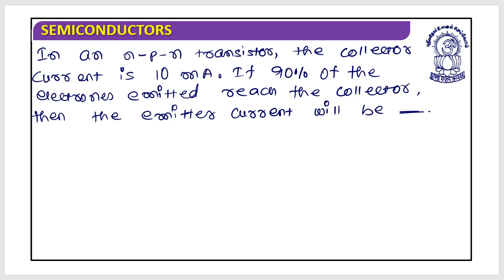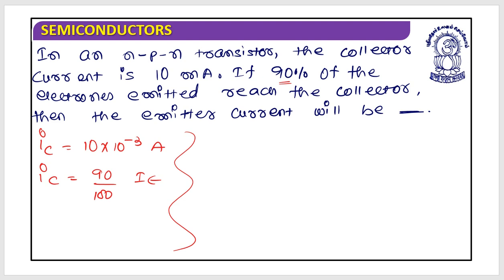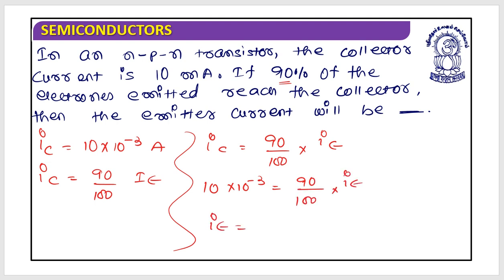Yes, this is the requirement, that in an NPN transistor the collector current is 10 milliampere. That means they have given the IC, which is 10 into 10 to the power minus 3 ampere, and they said if 90 percentage of the electrons emitted reach the collector, that means IC is equals to 90 by 100 of IE, and you want to find out the emitter current. So it's a very simple question. IC is equals to 90 by 100 into IE. This is 10 into 10 to the power minus 3 is equals to 90 by 100 into IE. So IE is equals to 100 into 10, which is 1000, into 10 to the power minus 3 divided by 90.